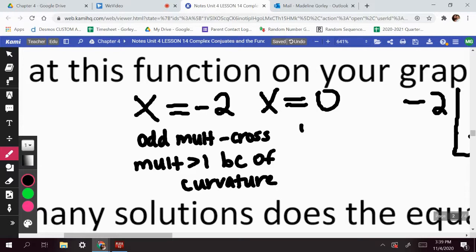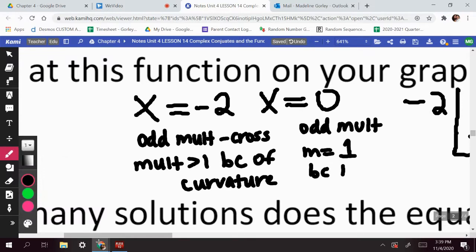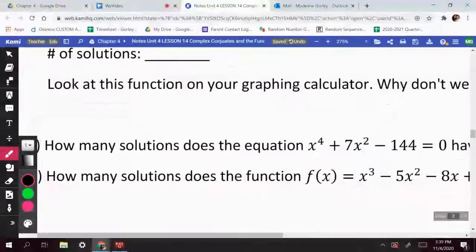Okay, whereas at 0, this was going to be an odd multiplicity, but I'm guessing that the multiplicity would be equal to 1, which that 1 looks kind of crazy, because there was no curvature. There was no curve as it crossed over. So just some things to keep in mind.